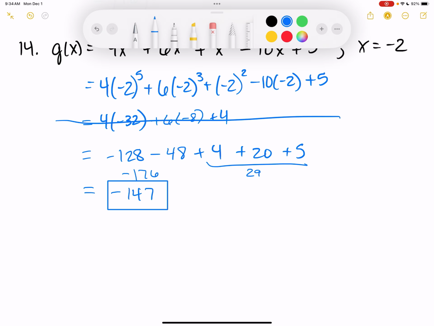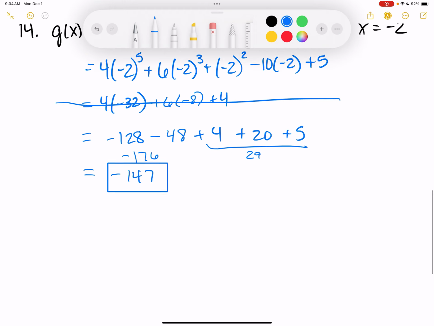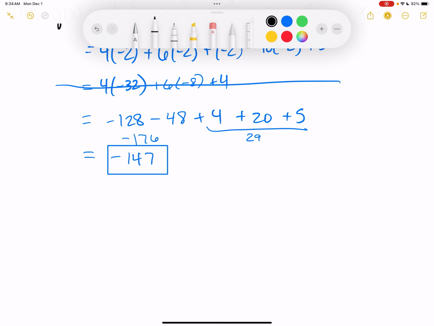So pretty easy, other than it's requiring you to remember some of your basic math, right? All right, we're going to move to synthetic substitution because that stuff should have been pretty easy. Now, if you're struggling with the basic adding this stuff up, then you're going to like synthetic a lot better.